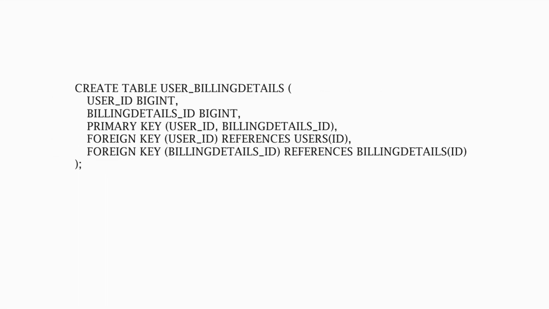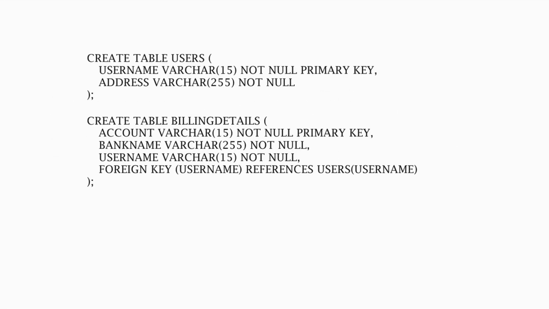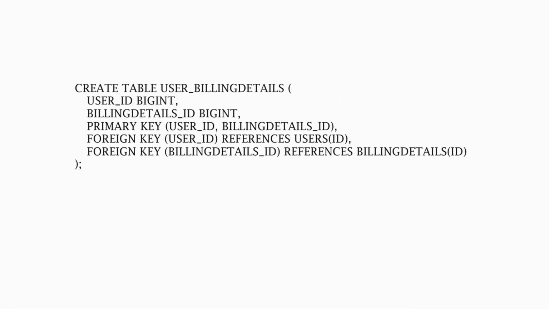Now, the challenging thing is, before we had two tables, user and billing details, and we have two classes, user and billing details. But now we have three tables. We have created the user_billing_details table to achieve the many to many association. So how to map this to the Java classes? This is just an example of how difficult or challenging it is to achieve many to many association in Java.